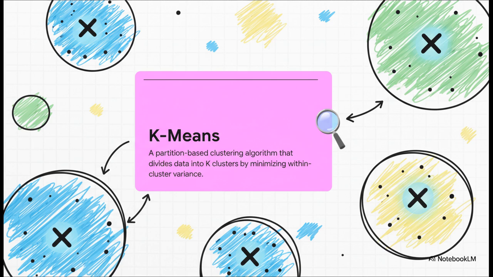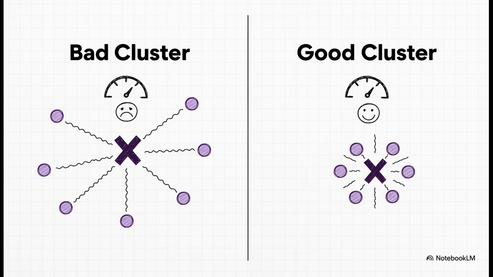The means part of the name comes from its main objective. It wants to make everything inside each group as similar as possible. And it does that by constantly looking at the group's average, or its mean. So how does an algorithm know if it's doing a good job? Well, it gives itself a score.